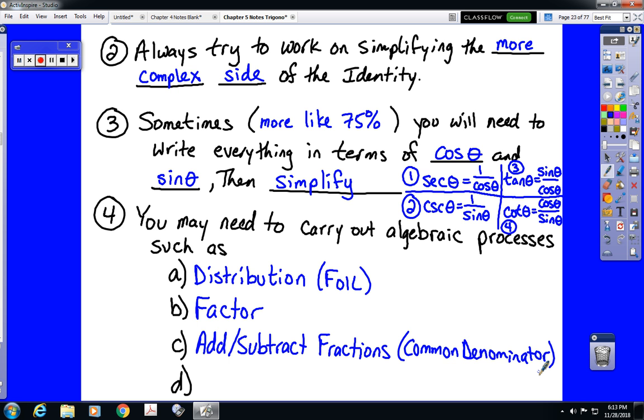And then last but not least, you need to be prepared to reduce complex fractions. When I say that, I'm talking about a fraction such as A over B over C over D. So a fraction within a fraction. You're going to need to know how to deal with that.